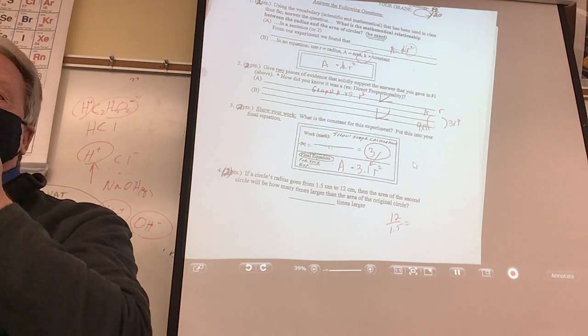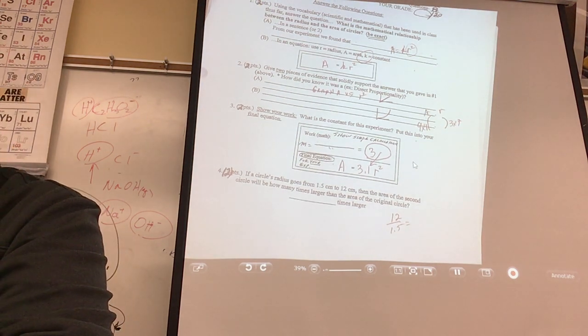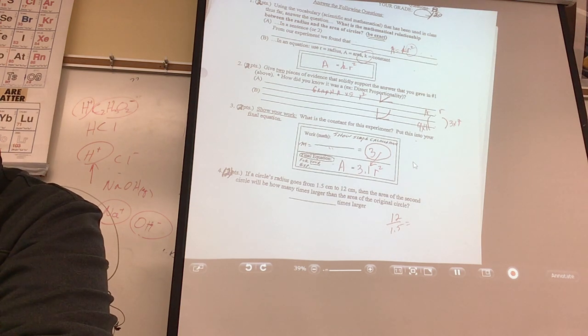All right, get your calculators. Everybody get your calculators out anyway. How many times larger did the radius get? You all ready? Parker, you all ready? Yeah. All right, give me a hit on the calculator. Give it to me.